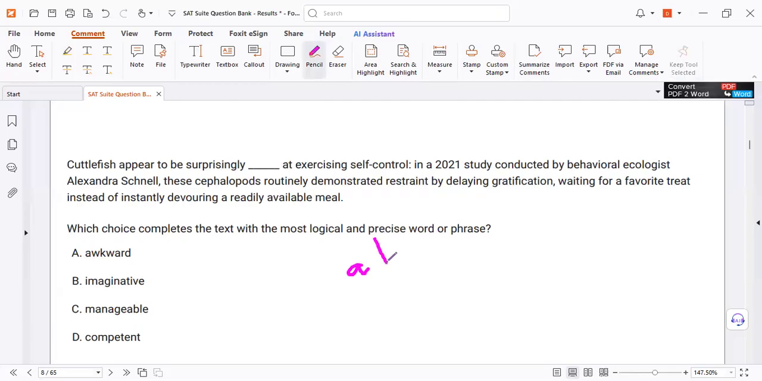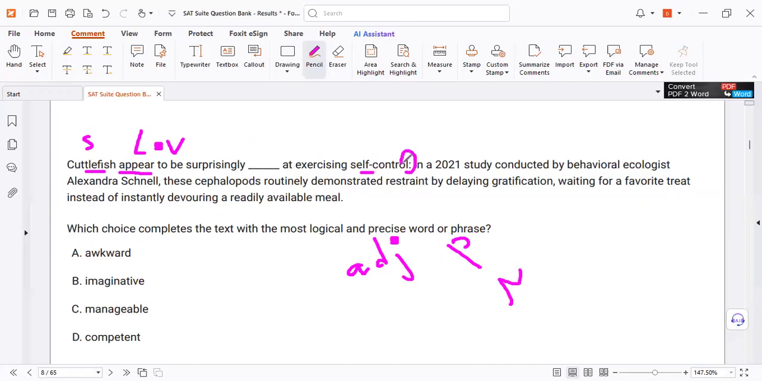Here, adjective. What does it describe? Describe noun or pronoun. Now, cuttlefish appear to be what? So we need some sort of description of the subject because this is a linking verb. Remember, linking verb such as verb to be. Appear to be what? At exercising control.